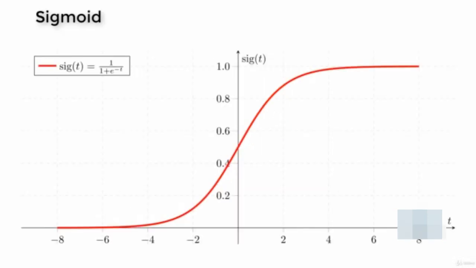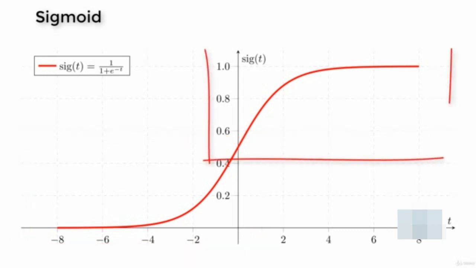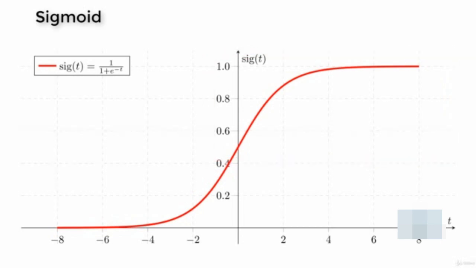The next is the sigmoid activation function. For negative inputs, sigmoid will transform the input to a number close to 0. For positive inputs, sigmoid will transform the input into a number close to 1. For inputs close to 0, sigmoid will transform the input into some number between 0 and 1. So for sigmoid, 0 is the lower limit and 1 is the upper limit.